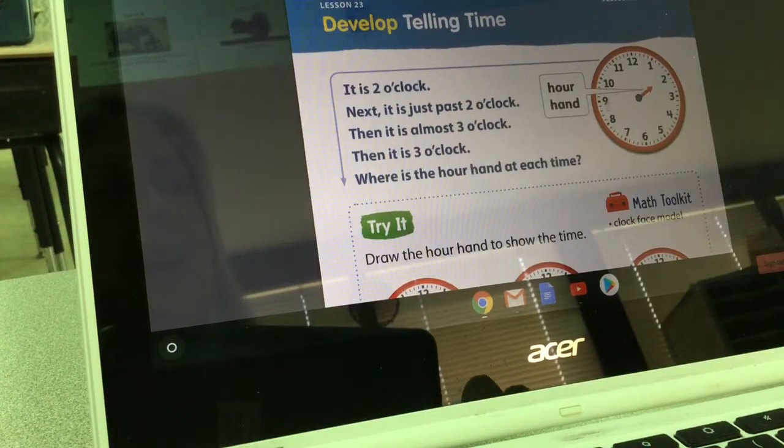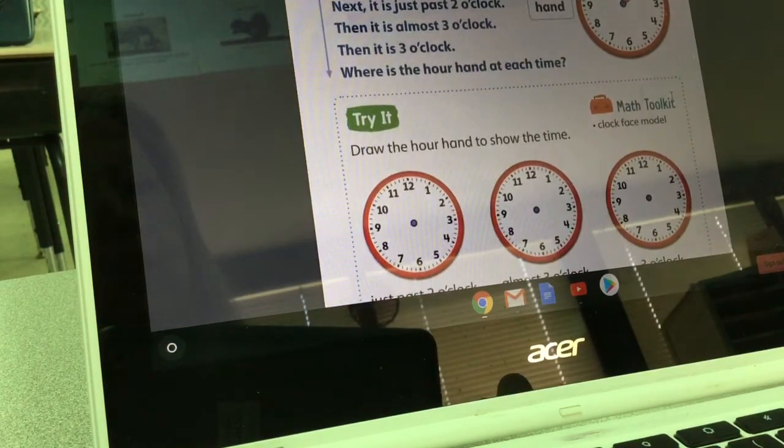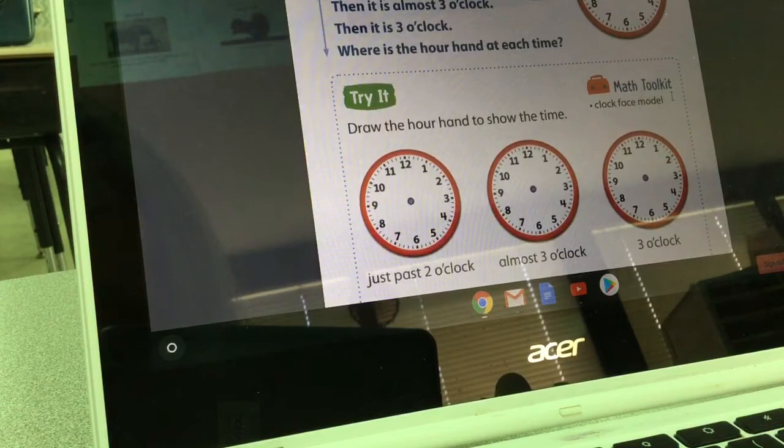So, we're looking at our hour hand and thinking about what we just saw on our previous video about how it moves so slowly past the number it was on initially to get to the next number as the hour goes on. So we're going to take a look at what that looks like as the time continues.